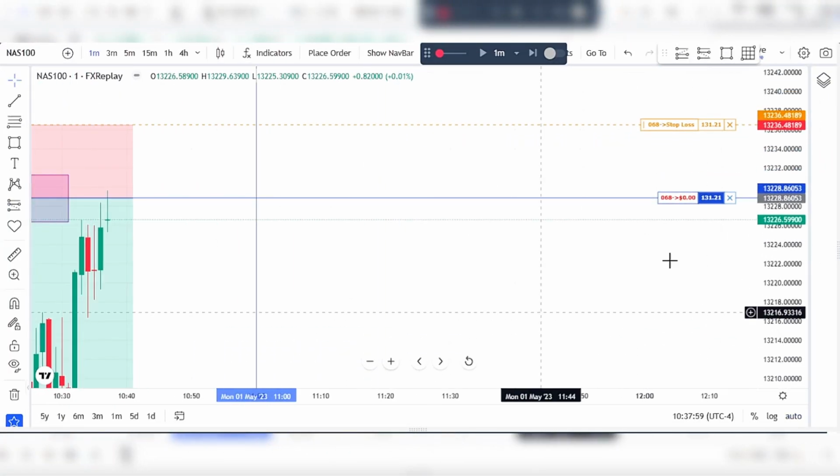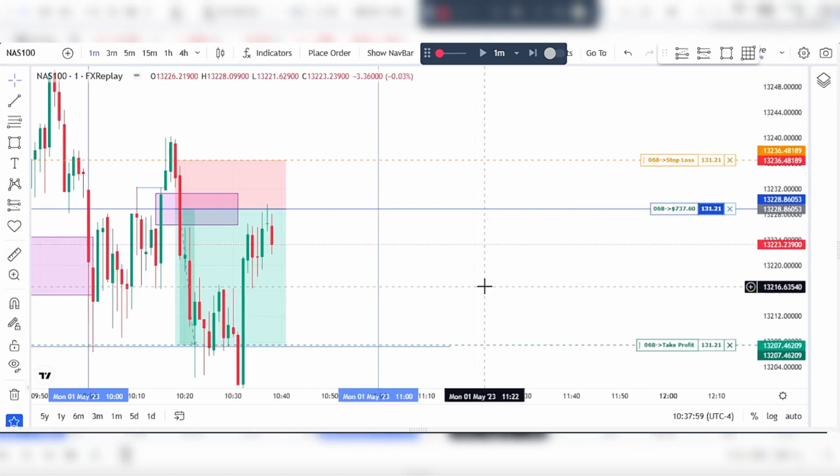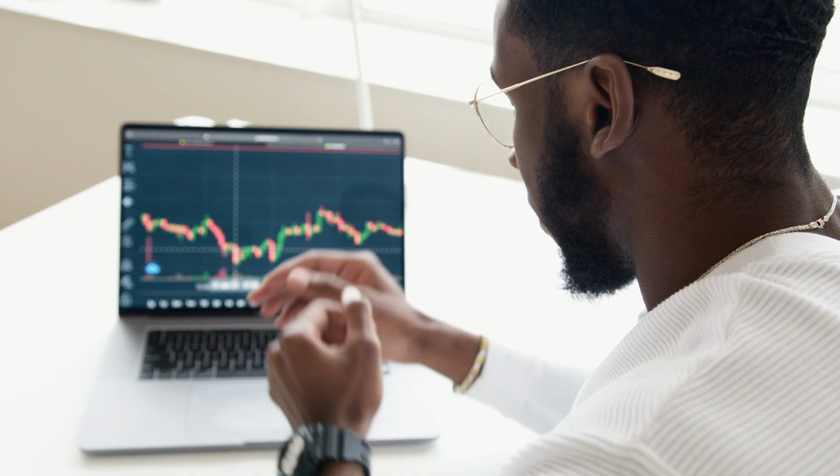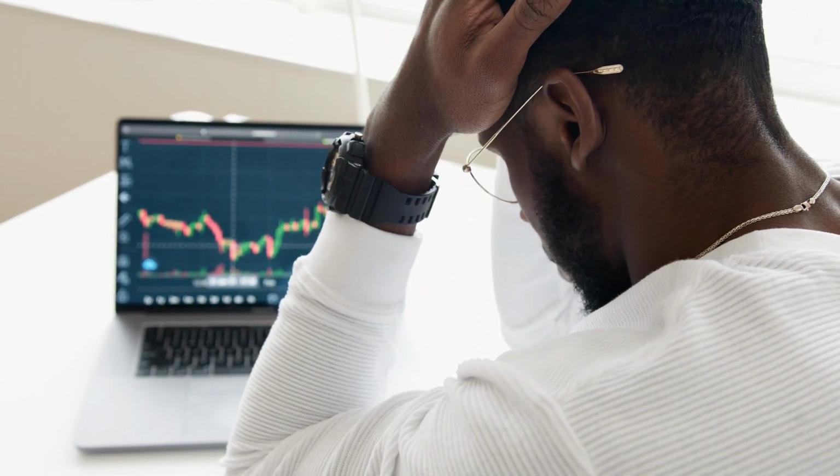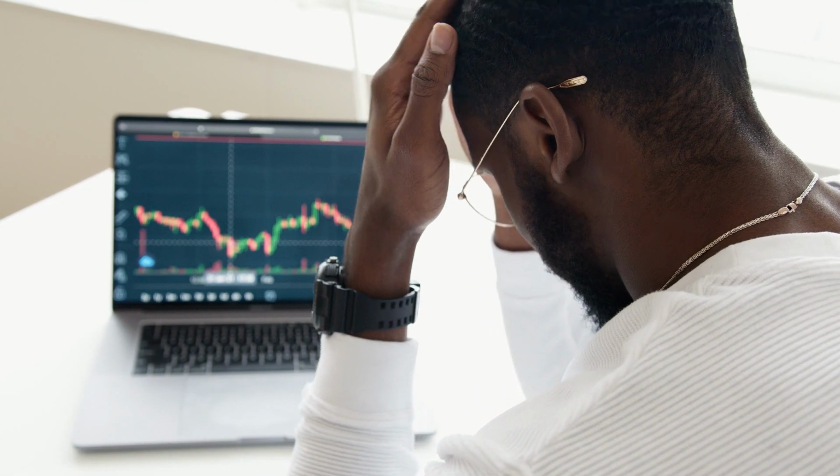Silver Bullet trading setups occur during these time windows. If there's no trade setup or if you happen to miss one, don't worry, you can always look for it during the next time window.